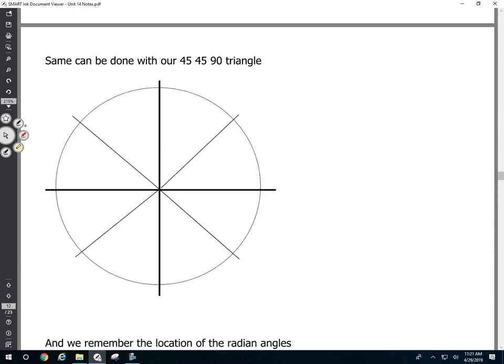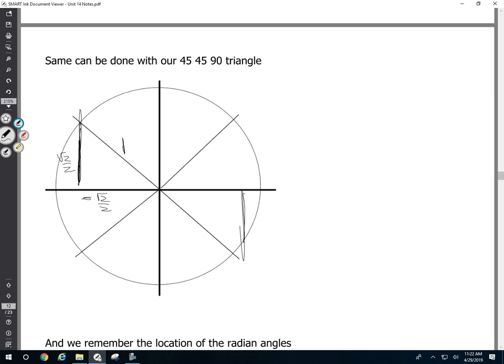We can do the same thing with the 45, 45, 90 triangle. This angle right here, I could throw a line coming down. I make a triangle, 45, 45, 90. Well, that means this side would be root 2 over 2. This side would be root 2 over 2. And this side would be 1. However, I'm going to the left on an x-axis, so that's going to be negative. I'm going up on the y-axis, so that's positive. So that's good.